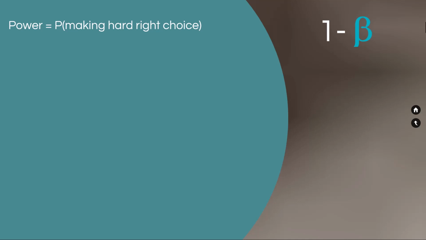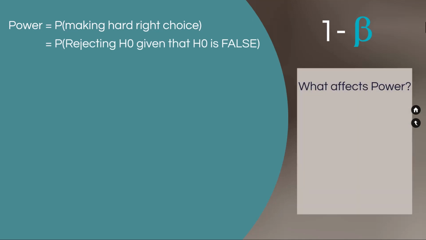And what was that hard right choice? That is when you reject your null belief, you reject your current belief in favor of an alternative when your current belief is wrong. So what is your ability to find enough evidence to convince yourself to update your belief when indeed you should be updating it? So that's rejecting the null, given that the null is false. And a good question is, well, what affects power, right? Ideally, we would want power to be 1, right? We'd want the probability to be 1. I want to always be able to give up my current belief if my current belief is wrong. But that probably won't happen, so I want to make it as high as possible.